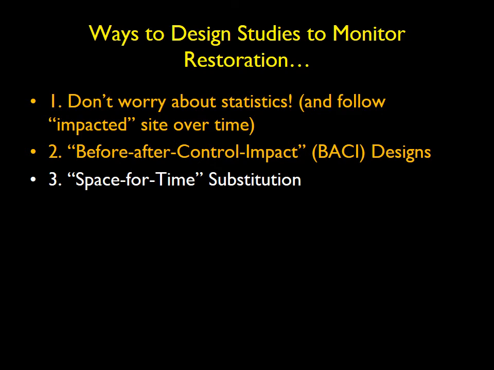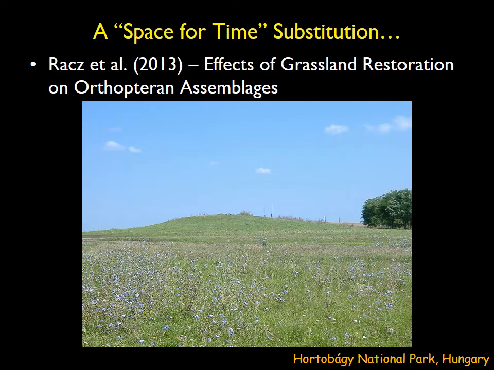All right, so another technique we can use is what's called the space for time substitution. And I'll show an example of how this works using grassland restoration in Europe. This is the Hortobágy National Park in Hungary. It's the largest contiguous natural grassland in Europe. And so these authors wanted to look at how restoring the grassland affected orthopteran assemblages.